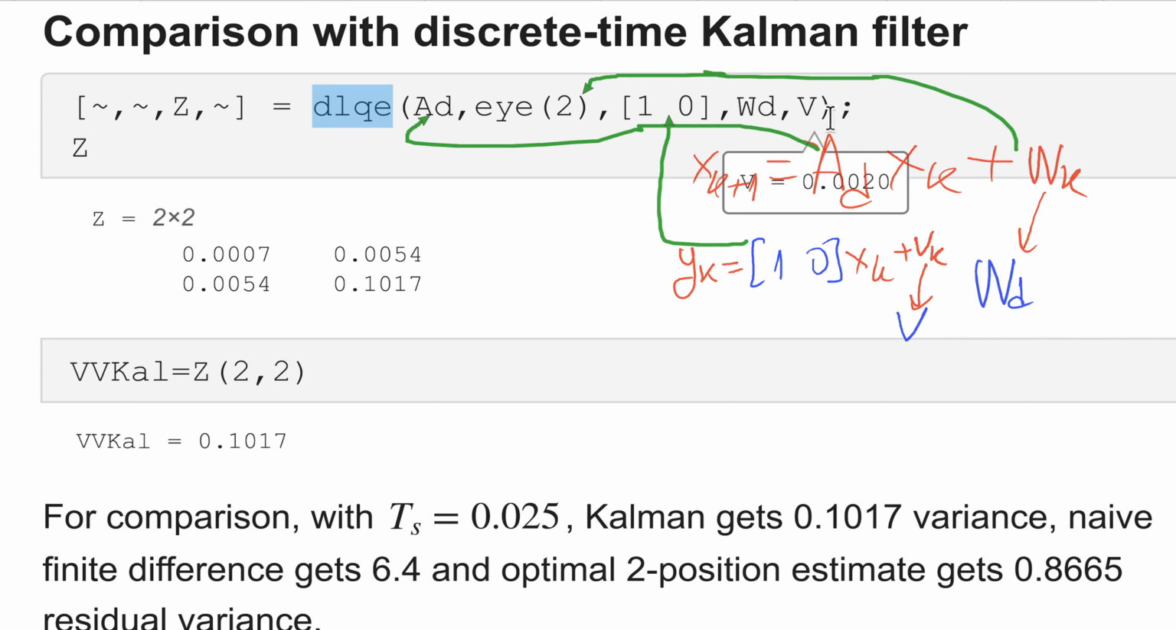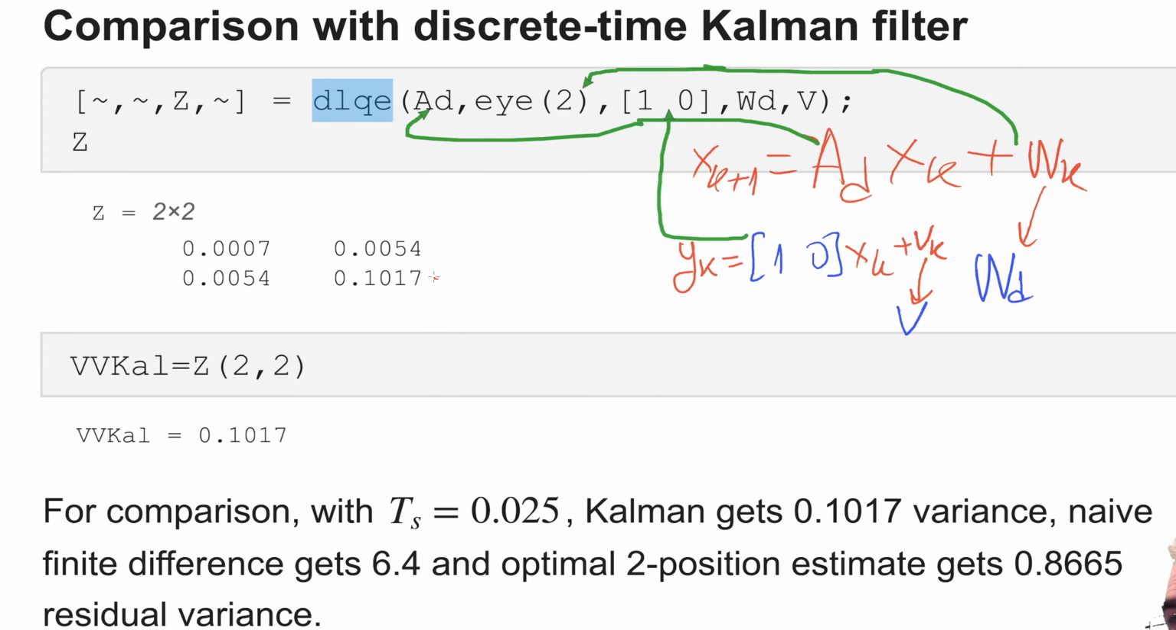WD, V are computed like that, and then the third output argument of DLQE, discrete linear quadratic estimator, produces the covariance matrix of the estimated state after the last sample. So the precision of my velocity estimate is this number here, which I just highlighted there in the code for comparison with other estimates.